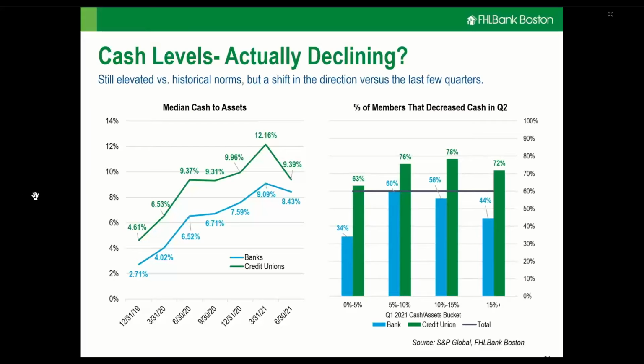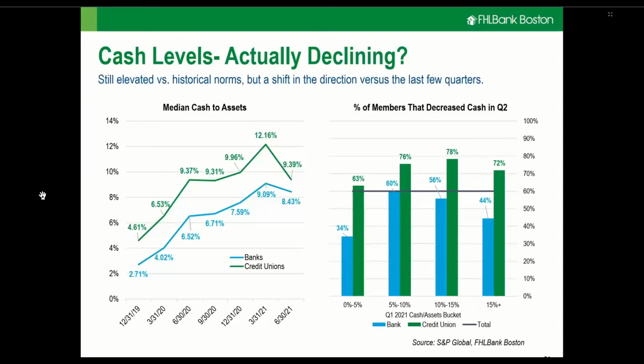So, one thing we did in terms of diving deep into the numbers is to see if there was a difference depending on how much cash members had. Did the decline in cash come more from those who had the most cash, or from an average amount of cash, or a small amount of cash? And interestingly, the folks who had the most extreme cash levels, 15% and up, didn't decline as much as those who were in the 5 to 10 or 10 to 15% bucket.